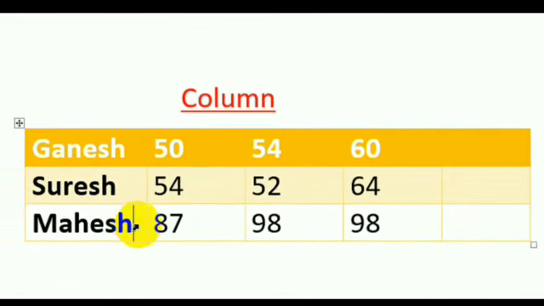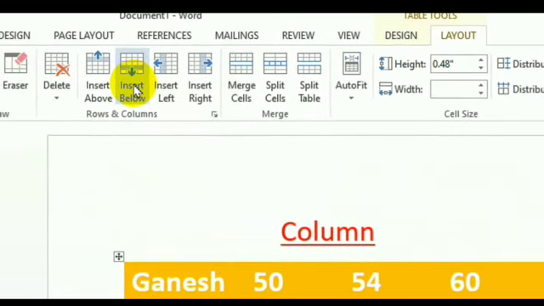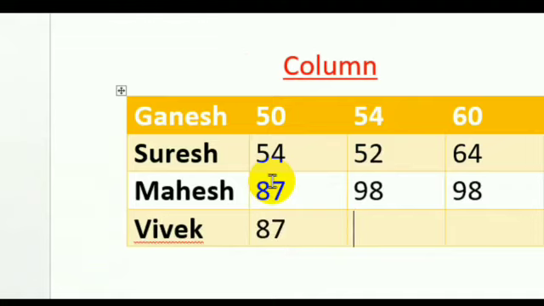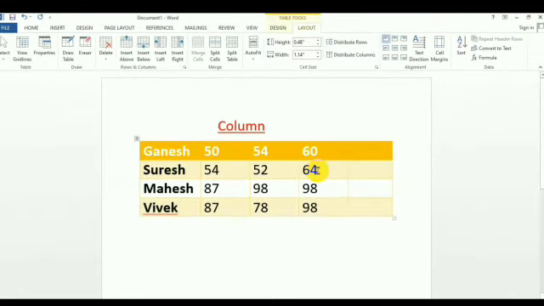So the fourth column has been added to the right side. Now we want to add an extra row at the bottom. So Ganesh, Suresh, Mahesh, and then next we will write our friend's name, Vivek. So that will be the fourth row. So this is about inserting columns and rows in our table. This is possible by using that Layout tab, which will be visible when you take any table.